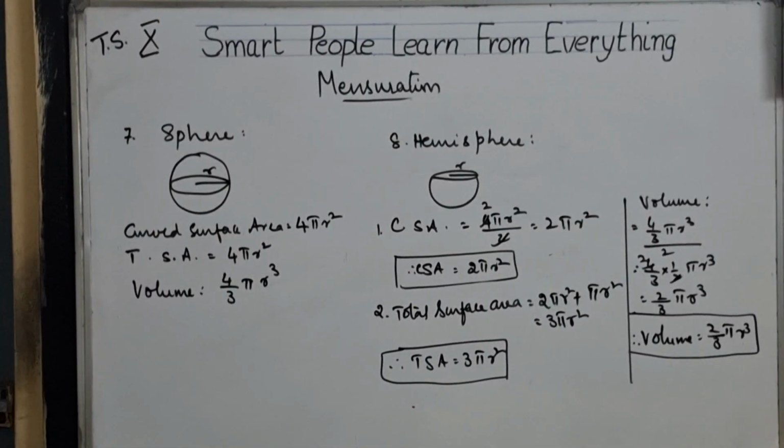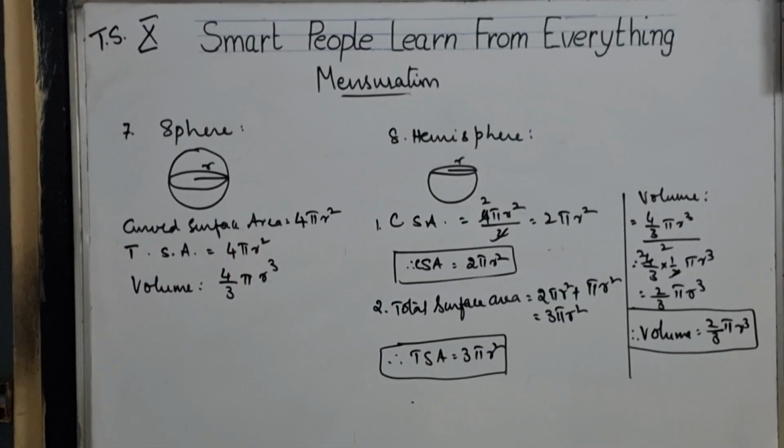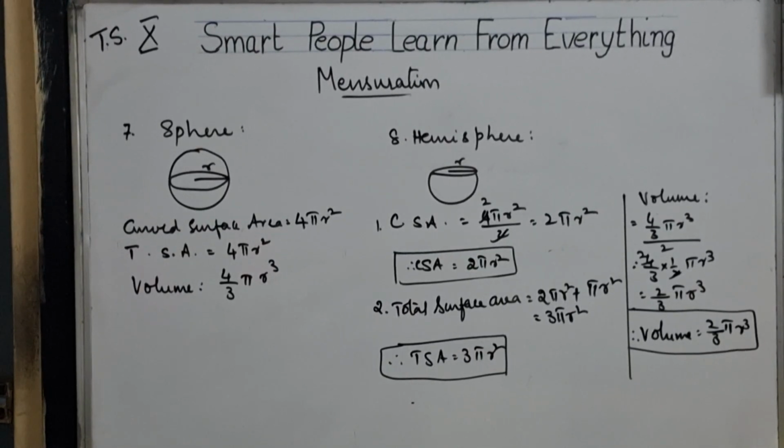Children, I think you may not see the volume. So once again I am saying volume of the hemisphere is nothing but volume of the sphere by 2. So 4/3 pi r cube by 2, that is 4/3 into 1/2, that 2 becomes reciprocal, into pi r cube. So 4 by 2, 2 twos are 2, so 2/3 pi r cube is the volume of the hemisphere.